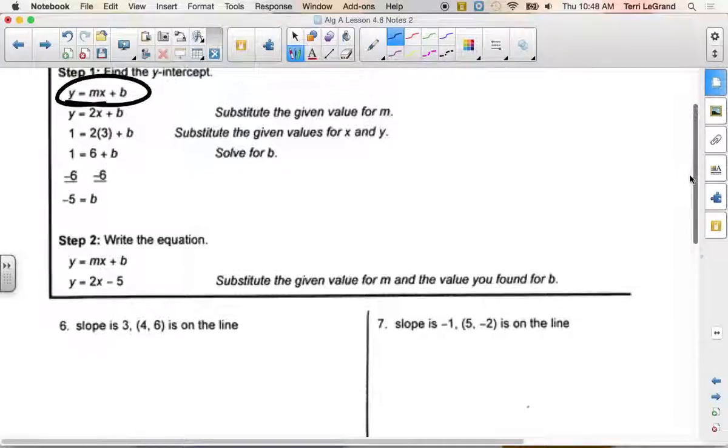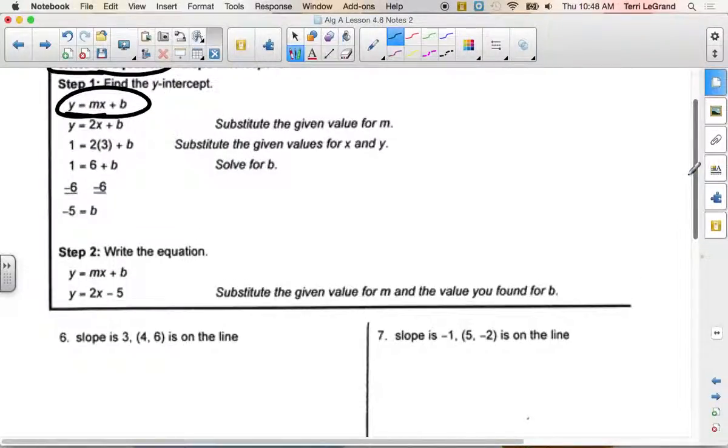What I'd like you to add over here in this part is substitute the given value for m. Well, up above it told us that m is what? For this line, what's the slope of this line? 2. So m is 2. And then it said substitute the given values for x and y. Well, what was our given point? 3, 1. Okay, here's what we're going to do. We're going to write those things down, and we're going to say, that 3 is playing the role of what? Is that our x or our y? That's our x. And this is our y.